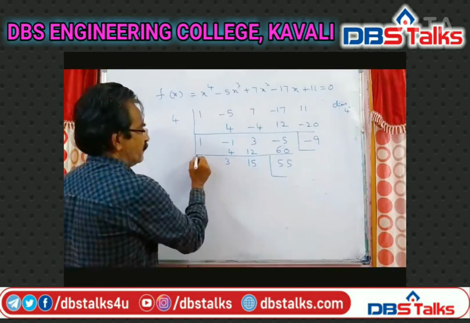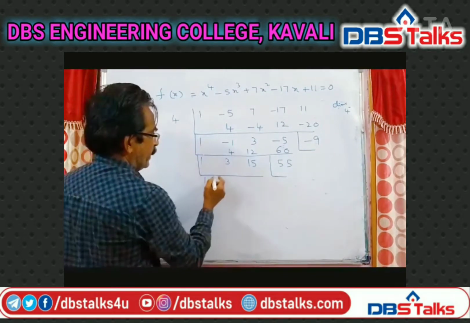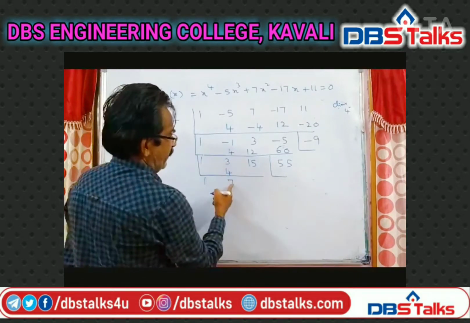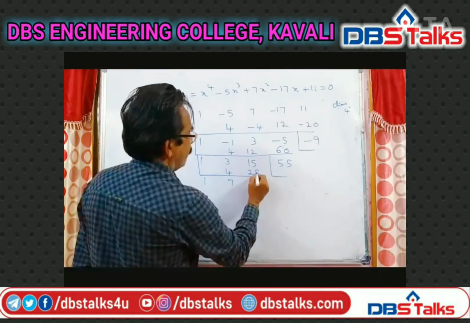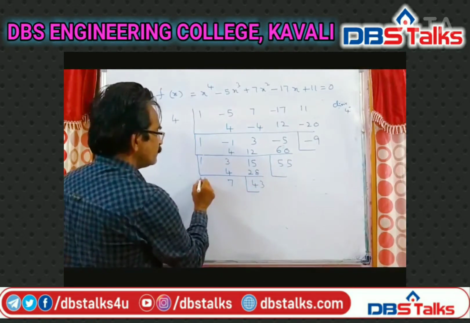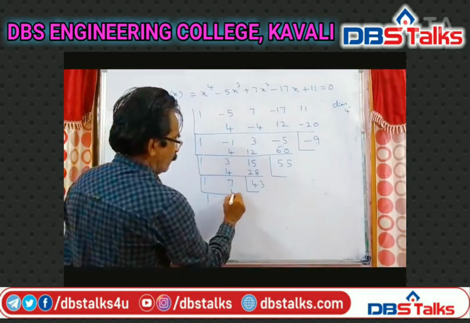Okay friends, now 1. 4 into 1, 4. 4 into 7. 43. 4 into 1.